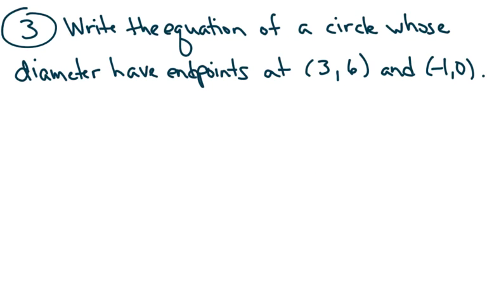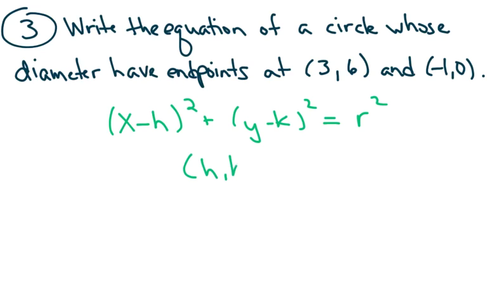Number 3, write the equation of a circle whose diameter has endpoints at 3, 6 and negative 1, 0. In order to write the equation of a circle, we're going to use this formula: x minus h squared plus y minus k squared is equal to r squared, where h comma k is the center of the circle and r is the radius.